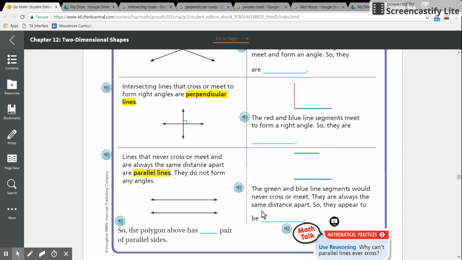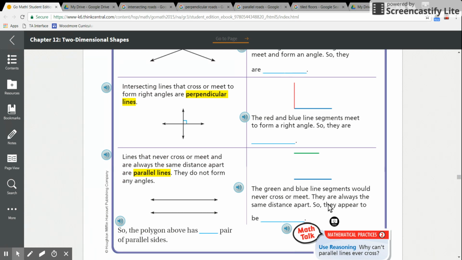today are called parallel lines. Lines that never cross or meet and are always the same distance apart from each other are parallel. They do not form angles. So here, this top line and this bottom line are never going to touch. They're going to go on forever and never cross. So here with our colored lines, the green and the blue are never going to cross. The green and blue line segments will never cross or meet.